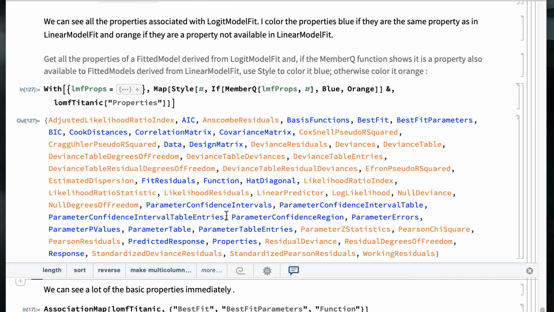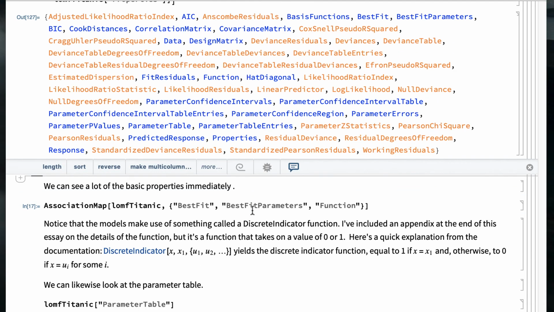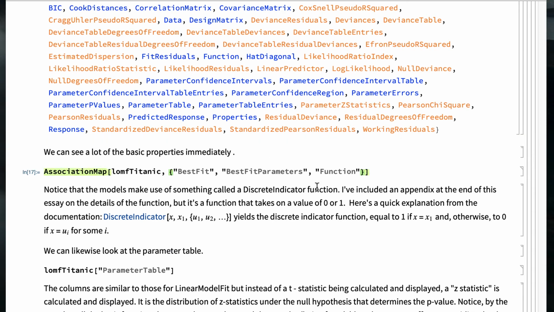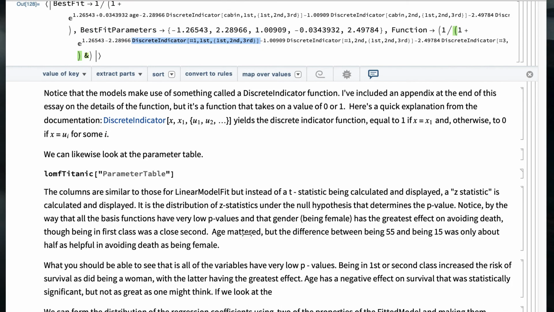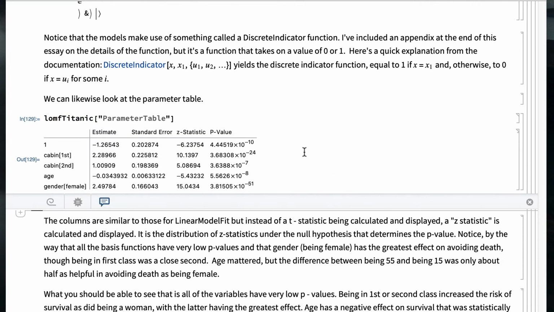Here what I've done is cleverly highlighted in orange the properties that are available to you in a logistic regression that aren't available to you in a linear regression. We're going to do that same thing again where we look at the best fit parameters and the function. So that's the equation of whether you were going to survive on the Titanic. I'll talk about discrete indicator in a moment, but just know that there are formulas there. And we can look at the parameter table.